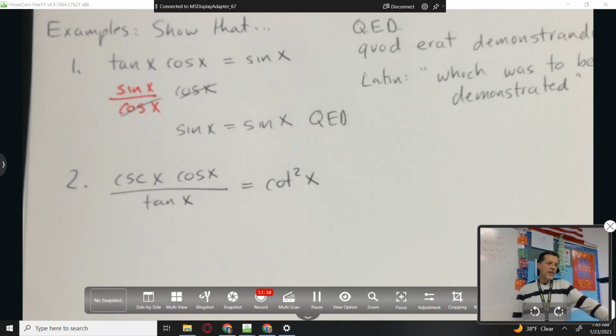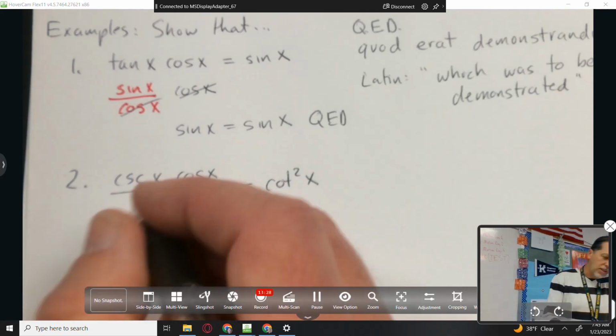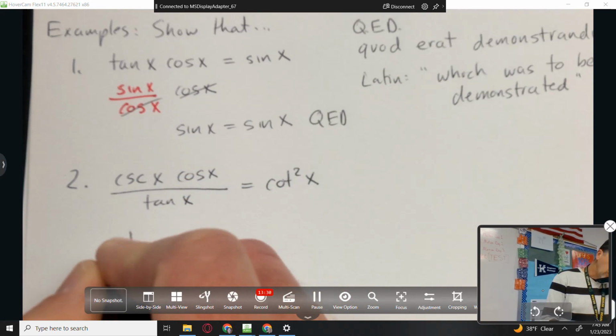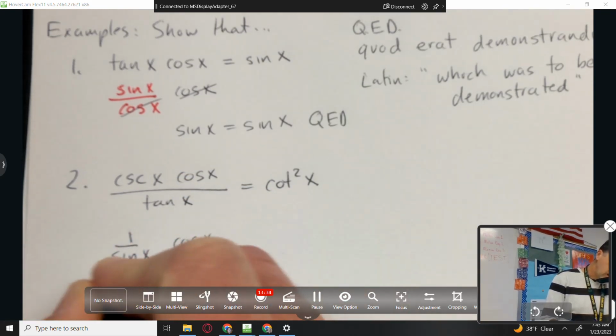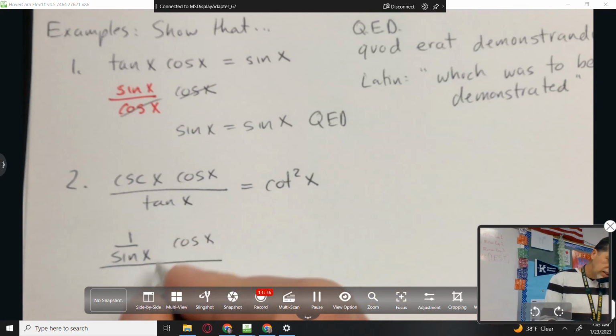I'm just kind of debating which way I prefer, but to me, if you get stuck on one, you can always put everything in terms of sine and cosine. So that's sort of a fallback, like, I'm not seeing anything here. Just stick everything in terms of sine and cosine and see what happens. So cosecant is 1 over sine. Tangent is sine over cosine.